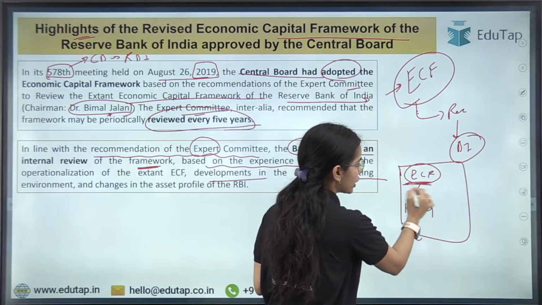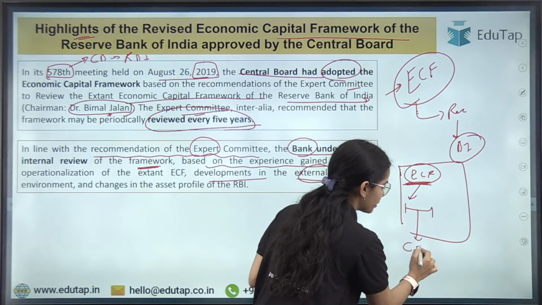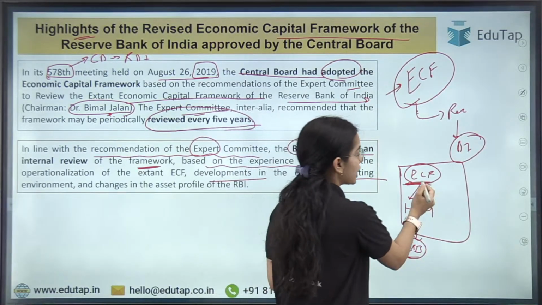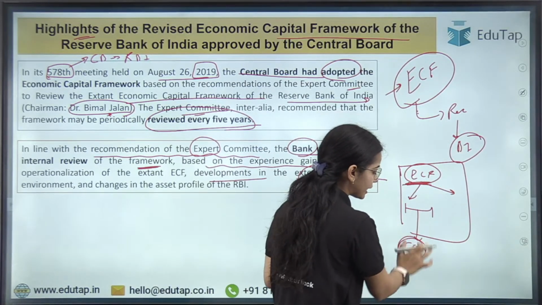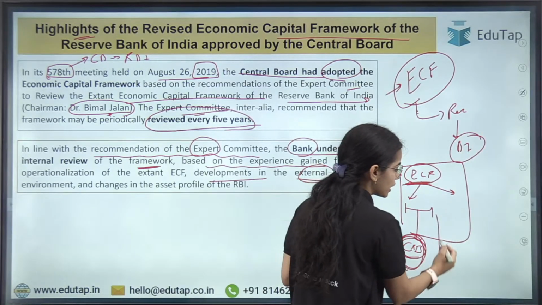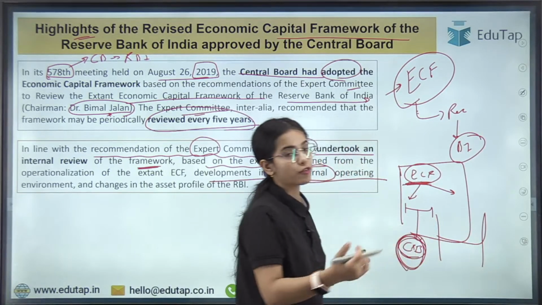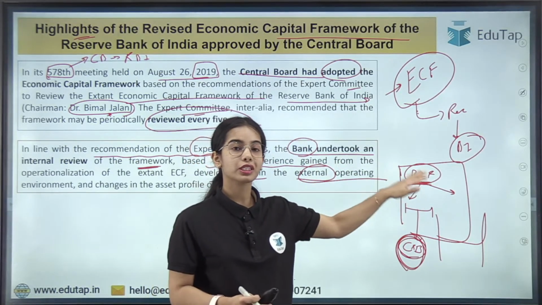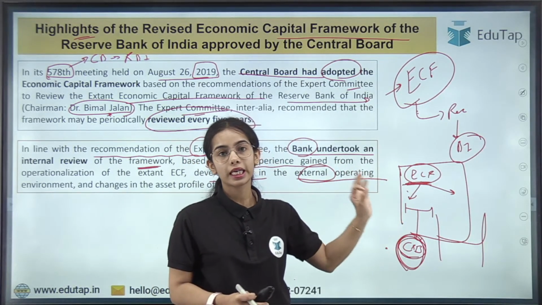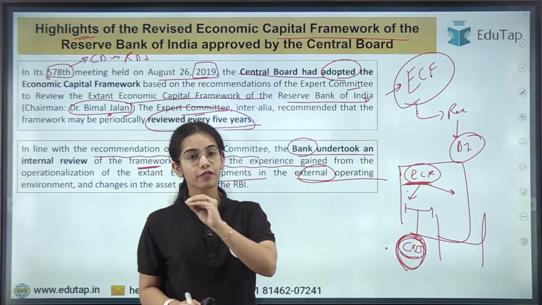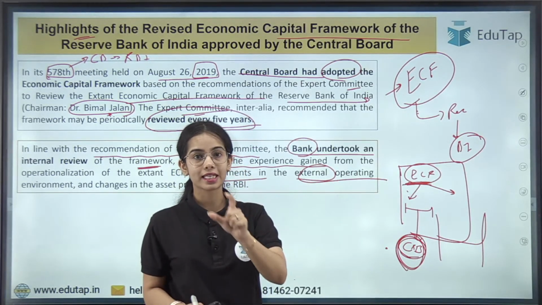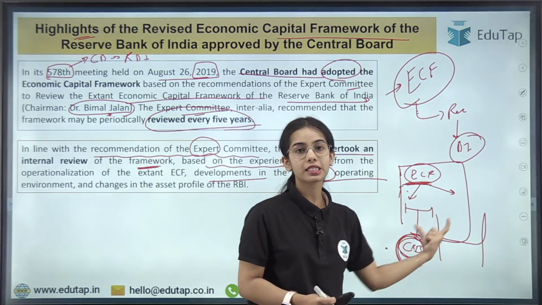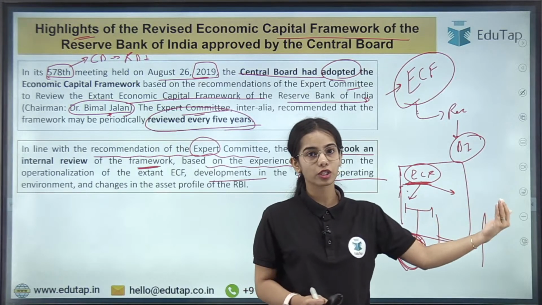So according to this economic capital framework, there are the capital buffers, the contingent risk buffers that the RBI maintains. As well, according to this framework, after maintaining the contingent risk buffer, whatever surplus is left with the Reserve Bank of India is transferred to the Government of India. So this is the framework according to which the RBI decides about the contingent risk buffer, and whatever surplus is left after that is transferred to the Government of India.